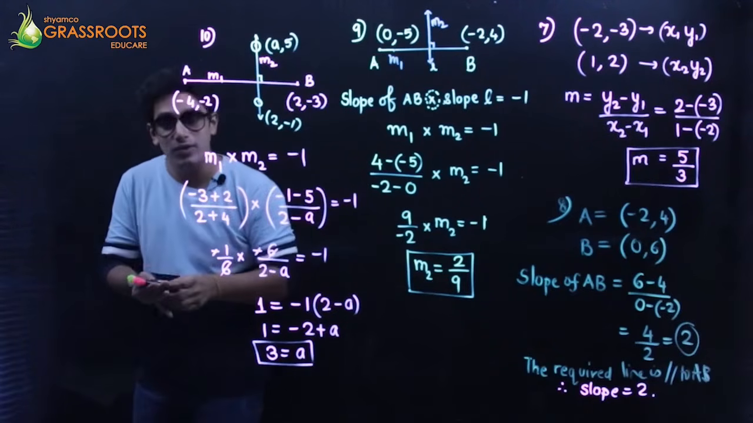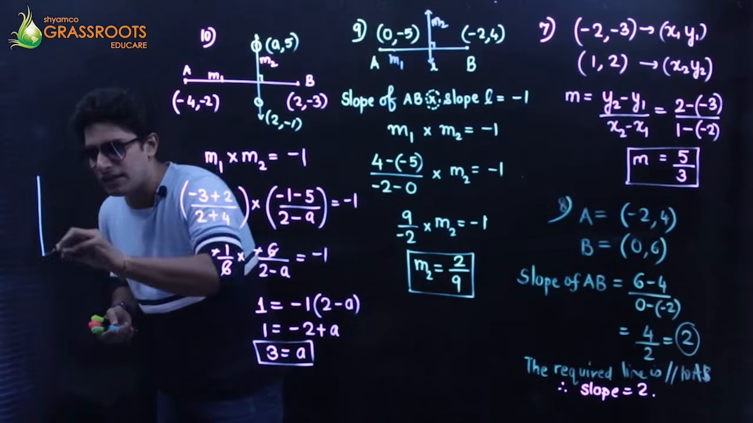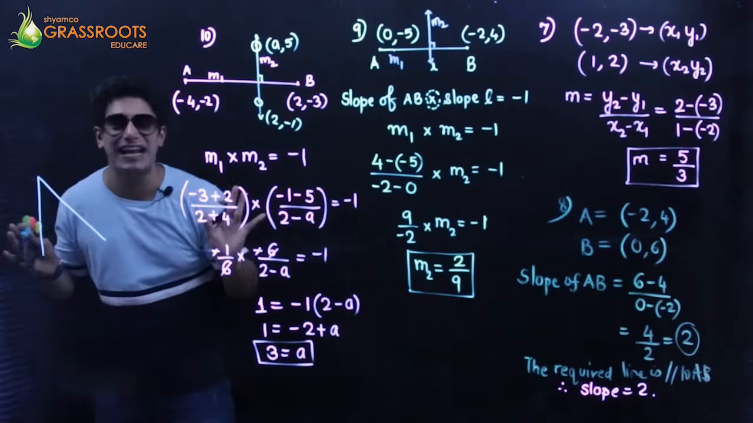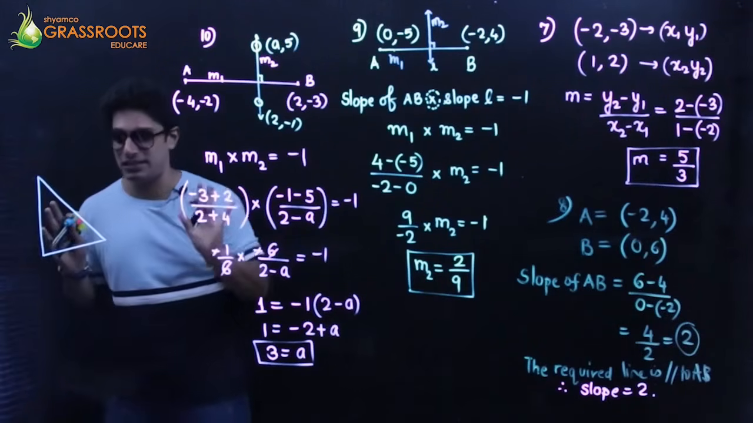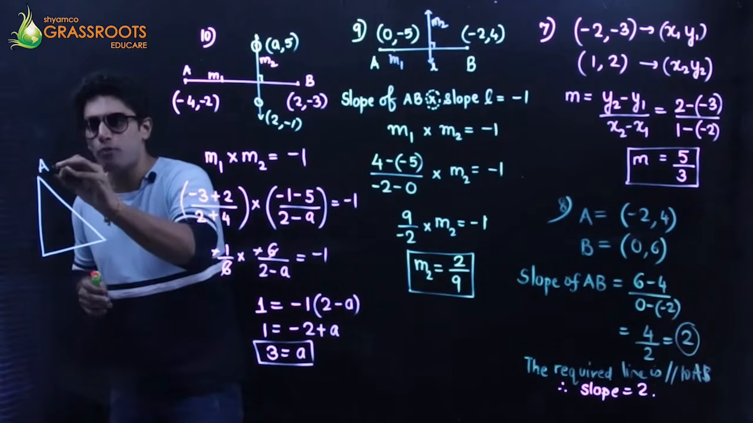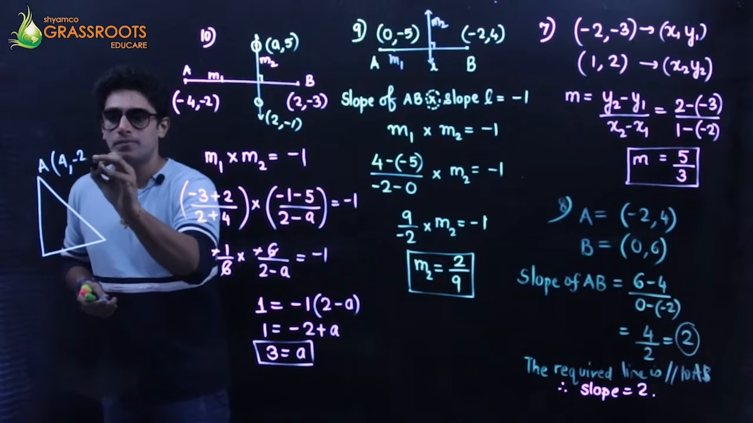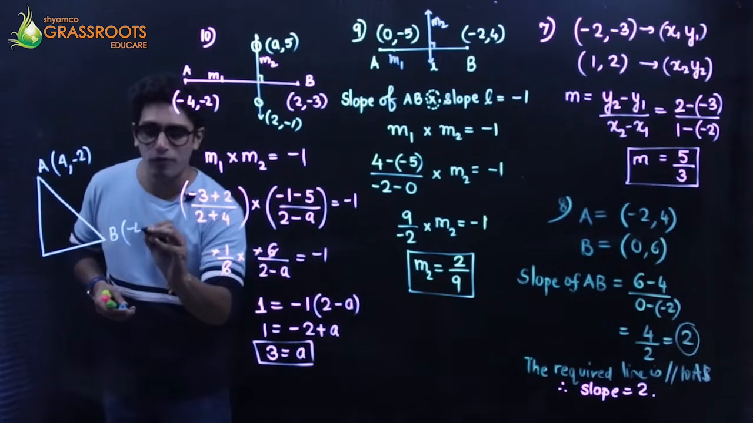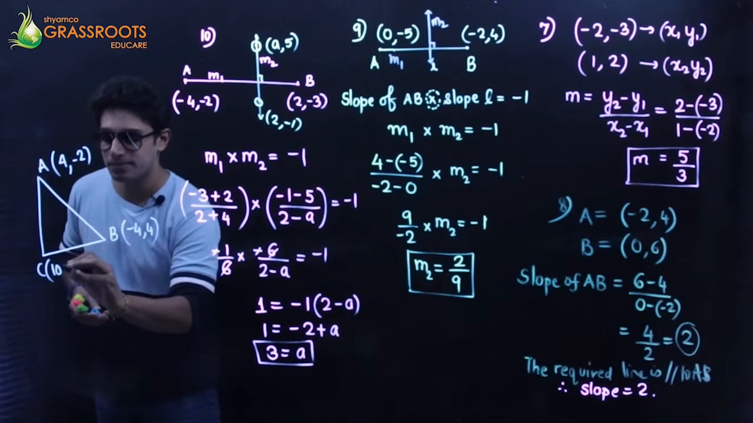So what I'll do is, I'll make a diagram, some simple figure. I don't know which angle is 90, so I'm just randomly making this figure. A point, the coordinates are 4, minus 2. B point, the coordinates are minus 4 comma 4. C point, the coordinates are 10 comma 6.